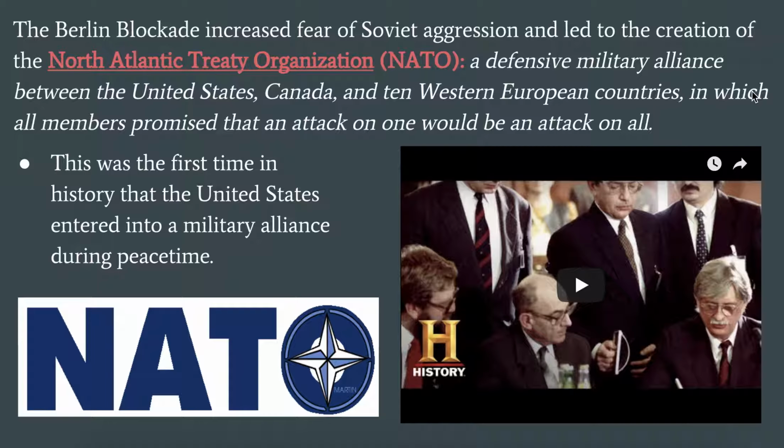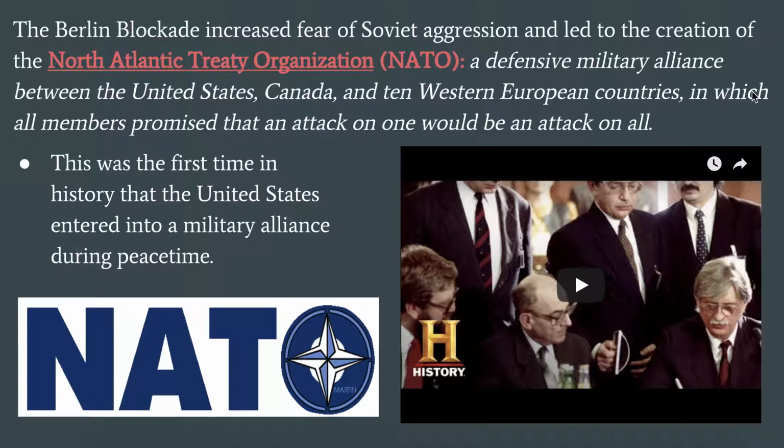And NATO is a defensive military alliance between the United States, Canada, and 10 Western European countries. So in this alliance, all the countries agree that an attack on one country would be an attack on all countries. So this potentially could lead to another world war if, say, Canada is attacked by the Soviet Union, then the United States and all the 10 Western European countries have promised that they will back up Canada and they will fight the Soviet Union.